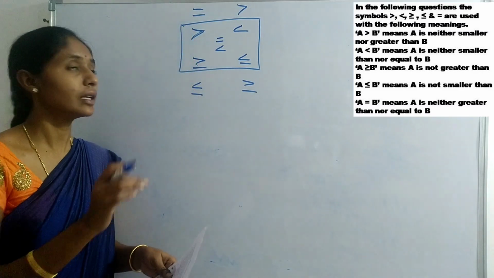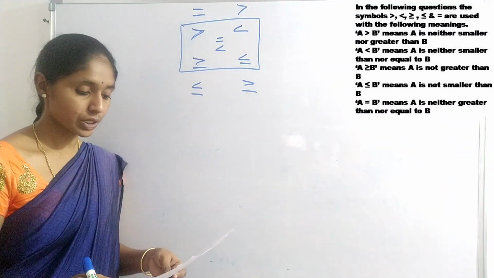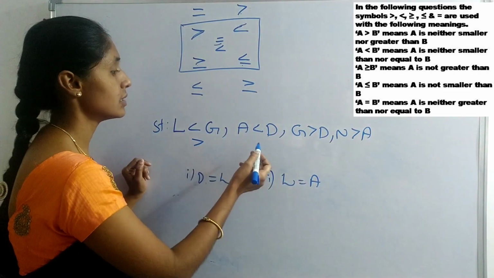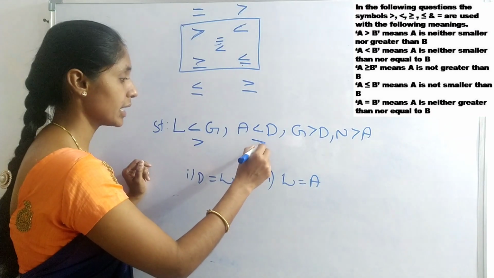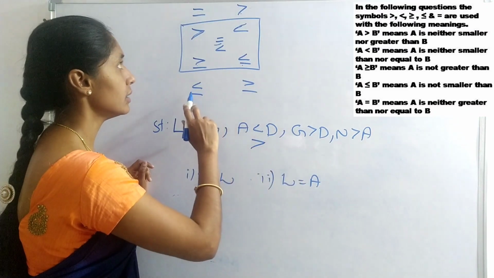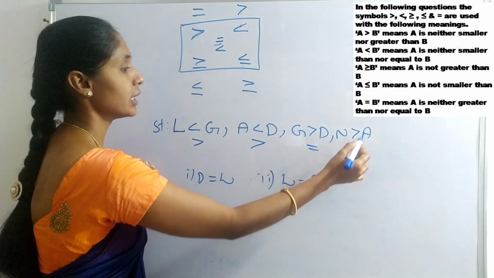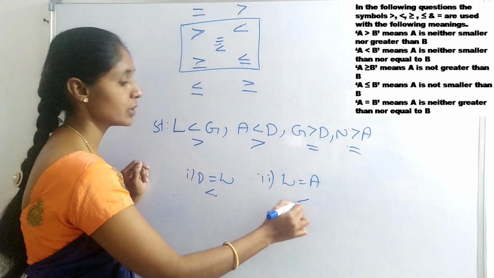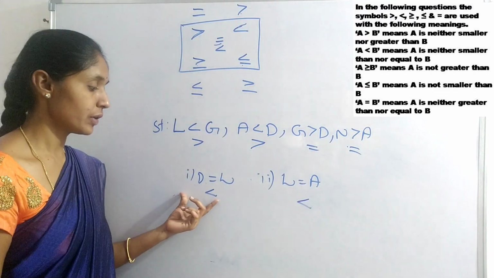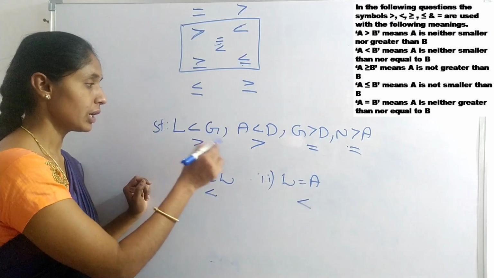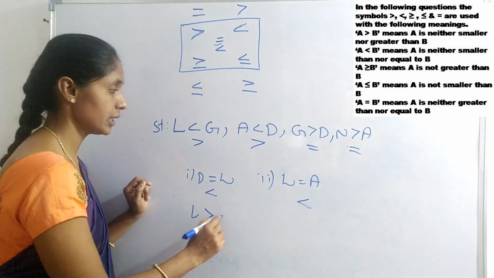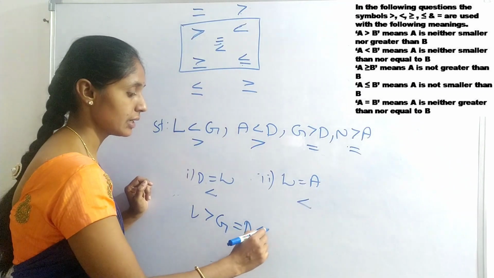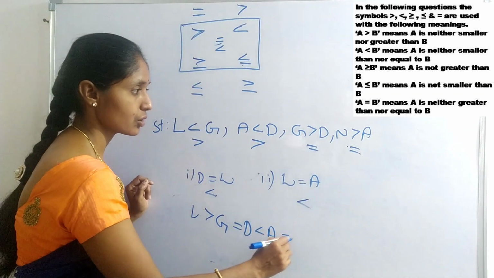Okay, this is a little bit confusing. Let me see questions on this. L less than G, that is L greater than G. A less than D, that is A greater than D. G greater than D, that is equals to. N greater than A, equals to. Equals to means less than. Okay, so first conclusion, we'll write the statement. L greater than G equals to D less than A equals to N.